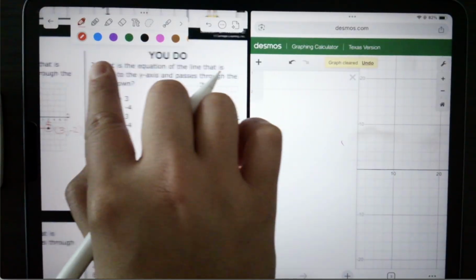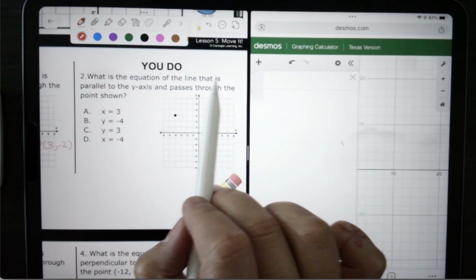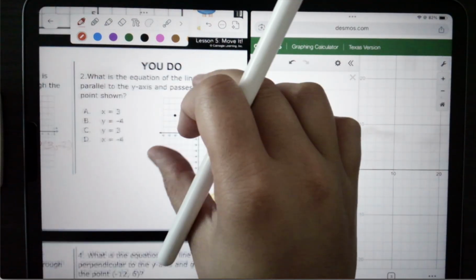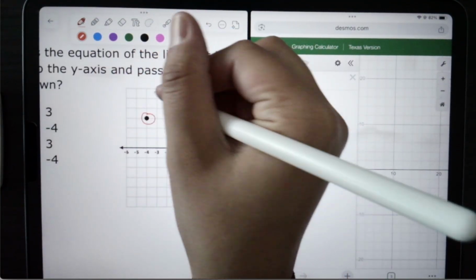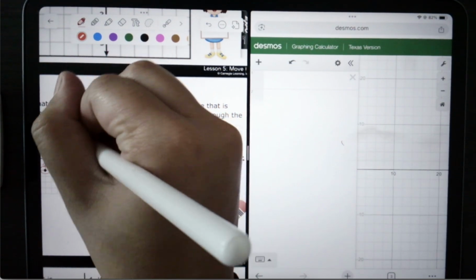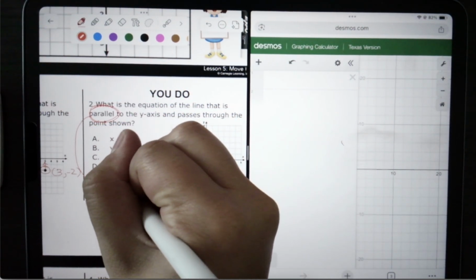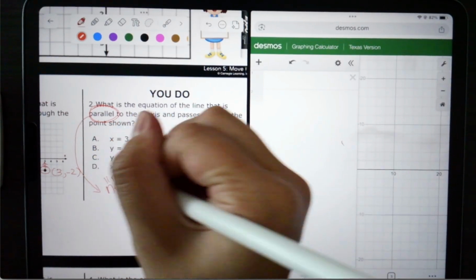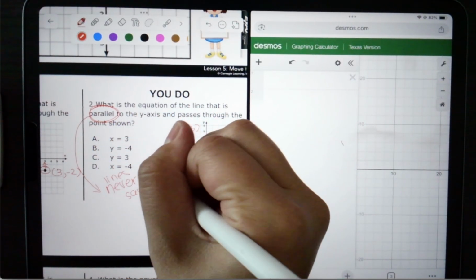So we're going to go over here. It says, what is the equation of the line that is parallel to the y-axis and passes through the point shown? So I have the point here. This is negative 4, 3. My important word is parallel. Lines never touch, and same slope.